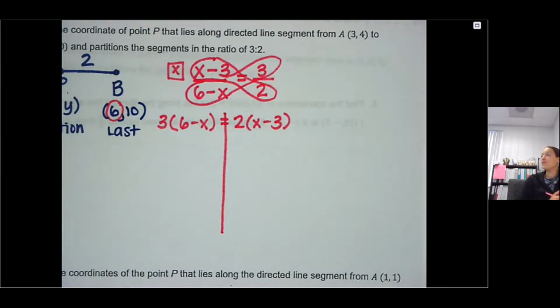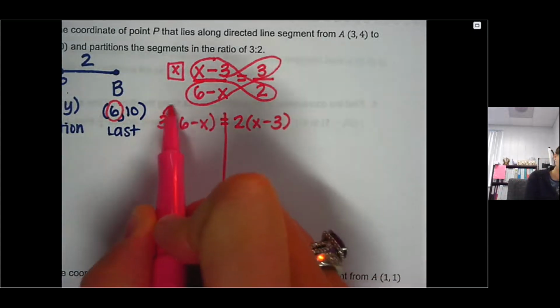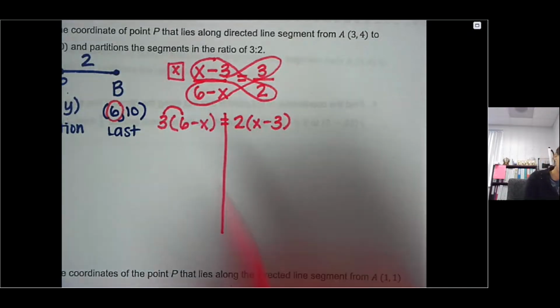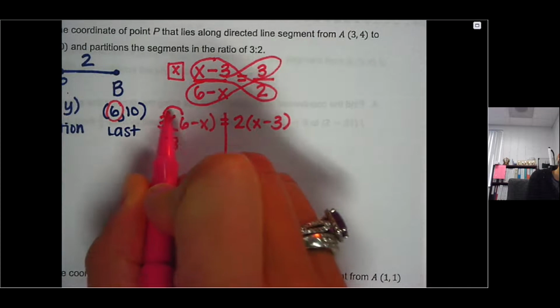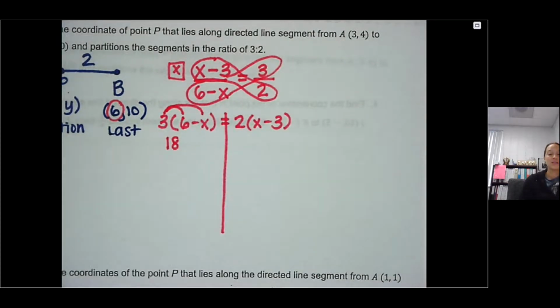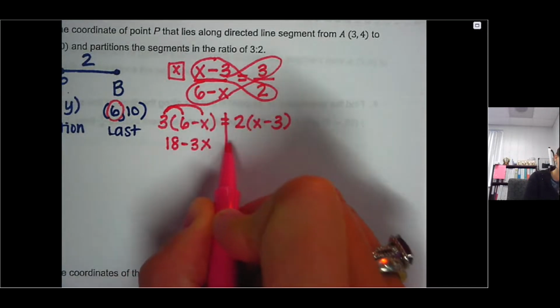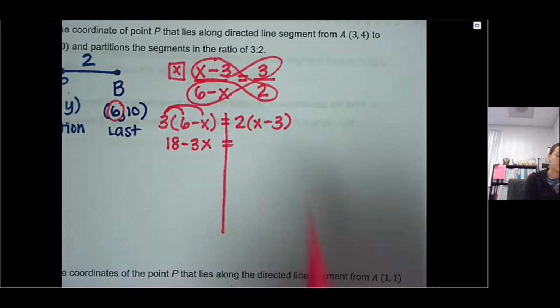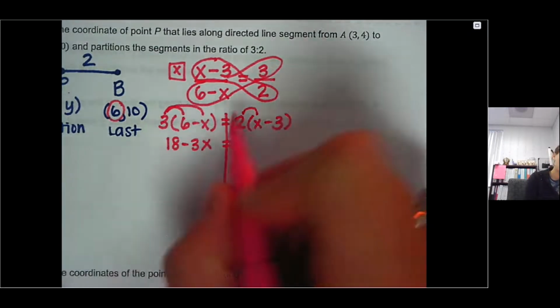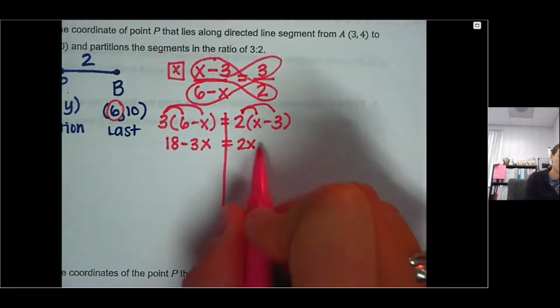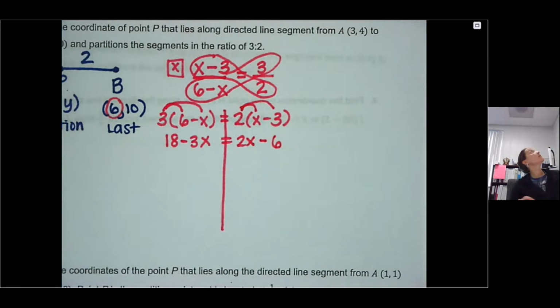So we've got a number in front of the parentheses, so we have to distribute it. What is 3 times 6? It's 18. What is 3 times negative X? Negative 3X. And then I do the same on the right. 2 times X is 2X. 2 times negative 3 is negative 6.